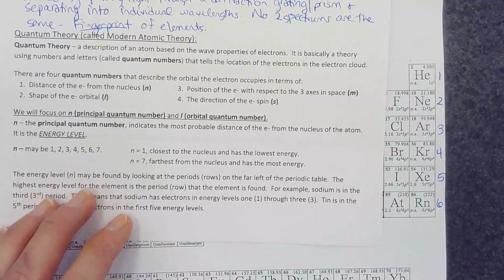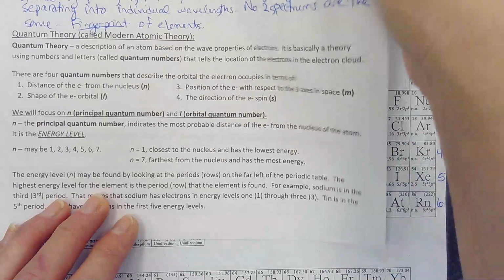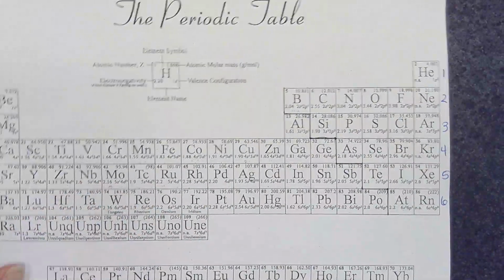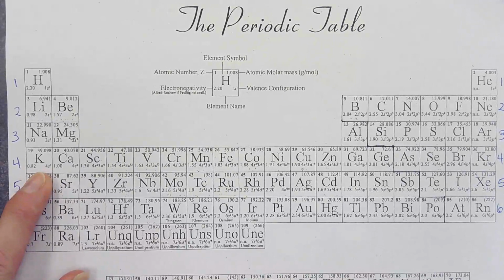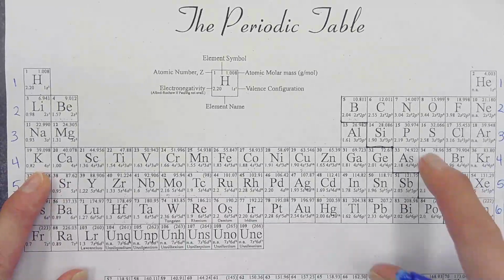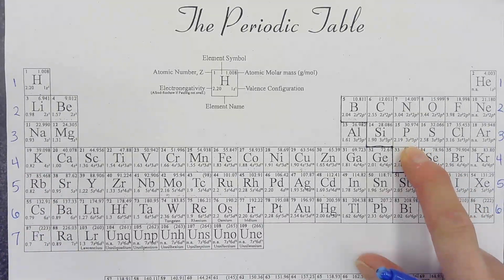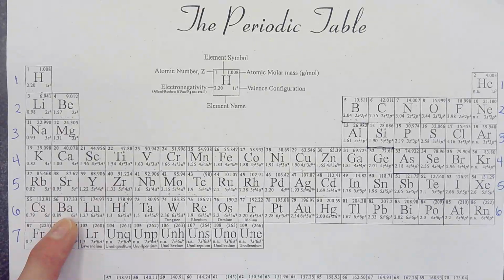The highest energy level for the element is the period or the row that the element is found in. So let me ask a question. How many energy levels does potassium have electrons in? Make it easy. 4. How many energy levels does phosphorus have electrons in? 3. How many energy levels does barium have electrons in? 6. Pretty easy right there, right?